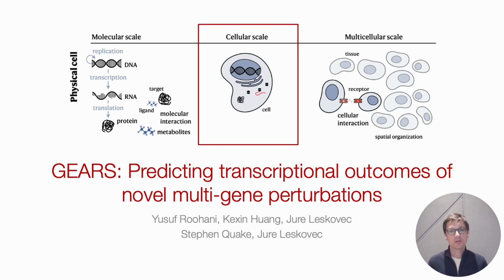And the method is called GEARS, and it's for predicting combinatorial perturbational outcomes from pairwise perturbations of cells. The original paper was actually developed without the use of universal cell embeddings, but now in the new versions of the software, we have also added the cell embeddings, and that greatly improves the performance of this model.